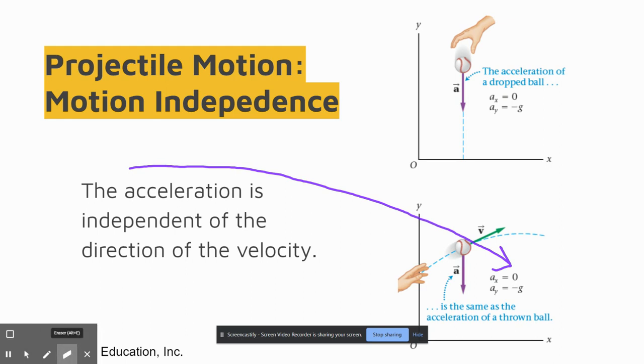We also have motion independence. That means that acceleration and velocity can actually have different directions. They do not have to be pointing the same direction in projectile motion, and they often will not be pointing in the same direction. And you saw this in lab number 2, or I hope that you remember seeing that in lab number 2.